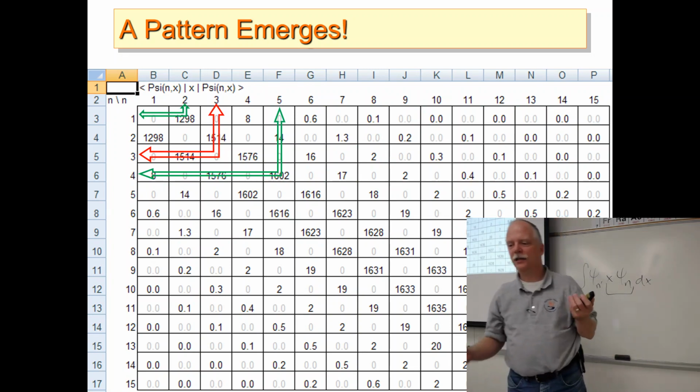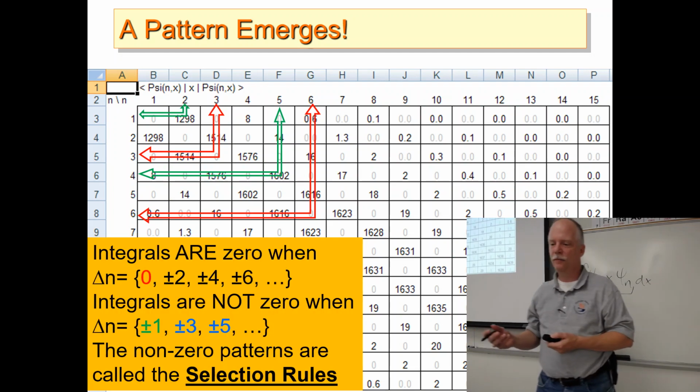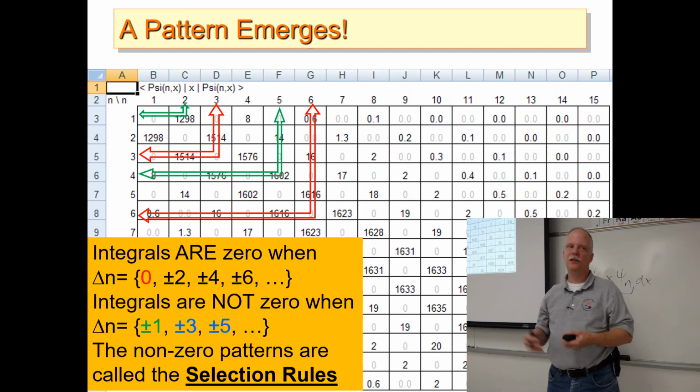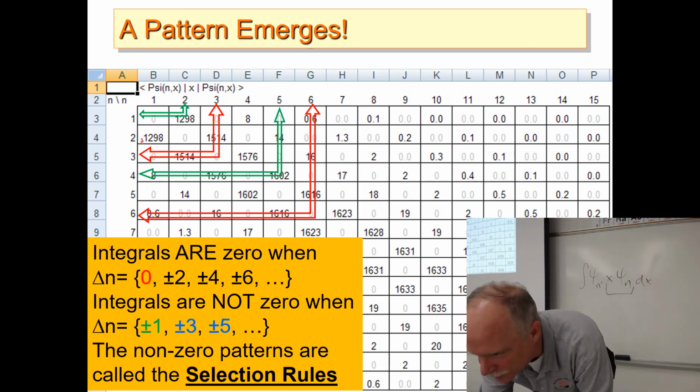Here's 3 to 3. That's a 0. Okay. 6 to 6 is 0. And so these integrals are 0 when we have delta n equals 0 or plus or minus 2. So here's a plus or minus 2 here. Let's go from 2 to 4.